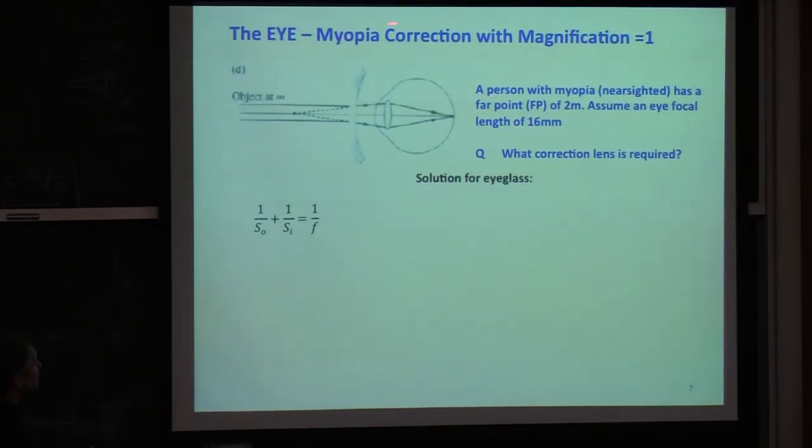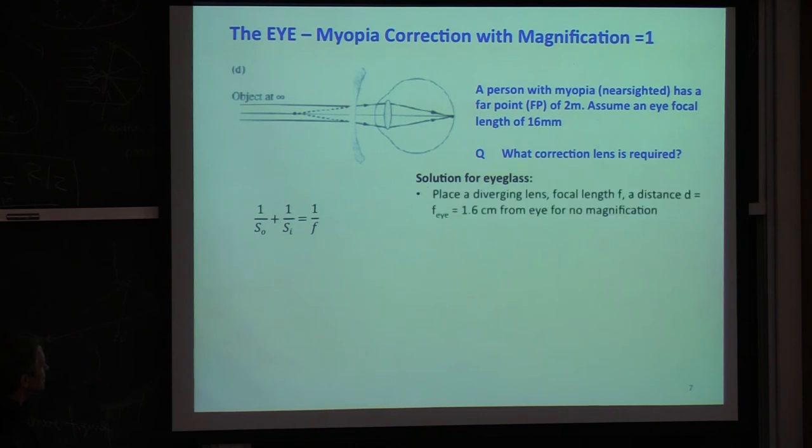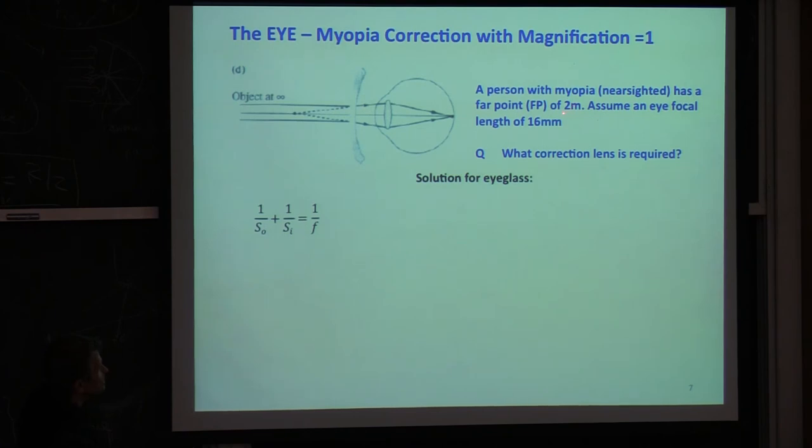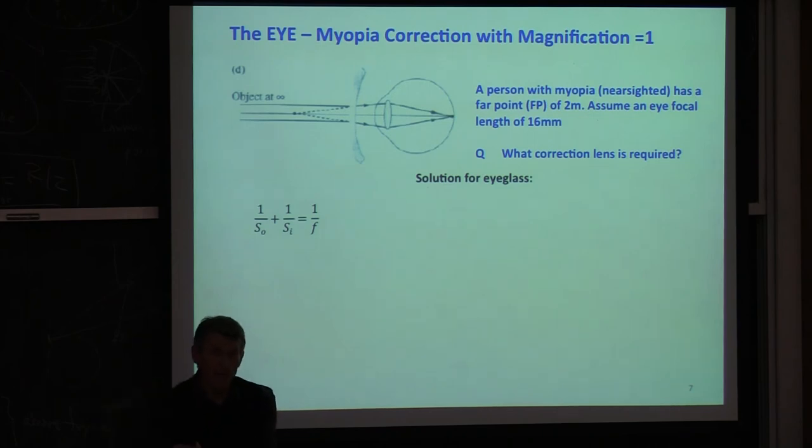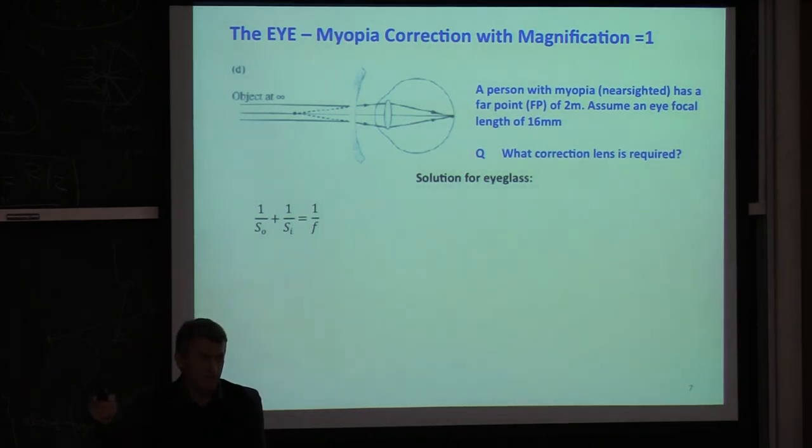So here's a person with myopia. I'll talk about the magnification later. So let's correct this. I have this problem. It's exactly 2 meters, okay, far point. And I'm going to assume the eye has a focal length of 60 millimeters. So I want to find a solution for eyeglasses here. What lens do I use to correct a person with a far point of 2 meters? So what do I want to have? I want to have a far point of infinity.